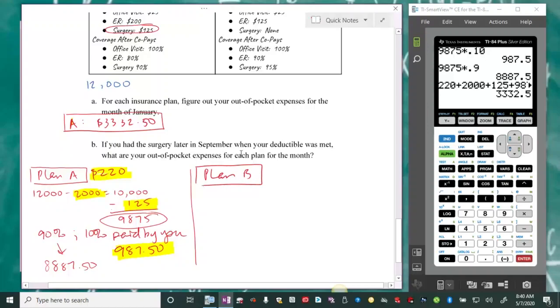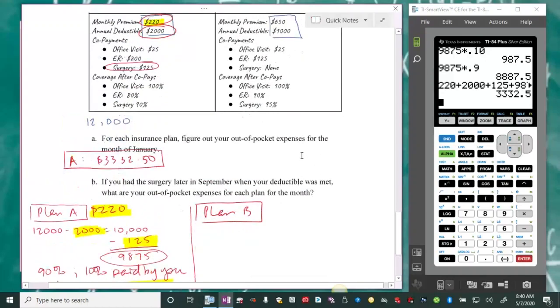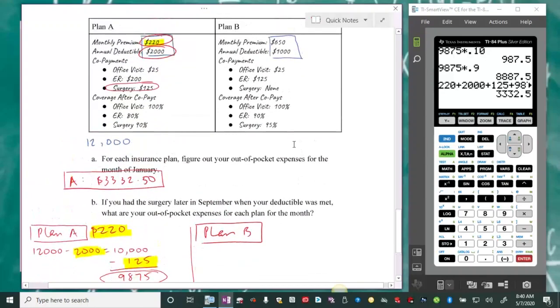Okay, so for Plan B, we've got a $650 deductible. So let me write that down. $650 deductible. I'm sorry, premium. So a $650 premium. Our deductible is $1,000. So we're going to take that $12,000 bill, and off the top, since we haven't met our deductible yet, I'm going to subtract $1,000, and that gets me to $11,000.